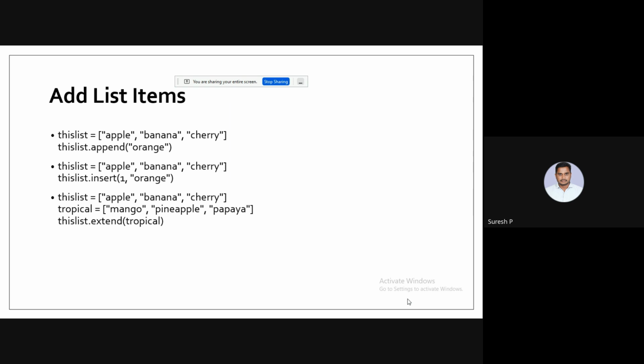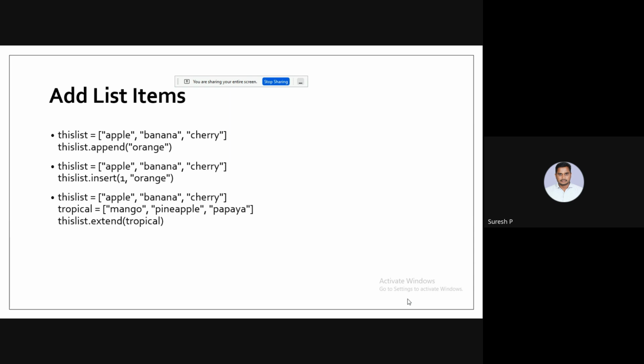For that, we can use a built-in function. That built-in function is the append function. With the help of the append function, we can add one more element to the existing list. Now the append function will add the element called orange at the end of that list. After this, if we print the list, we will get the output apple, banana, cherry, and orange. Orange will be added at the last.